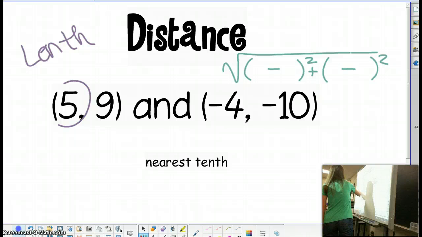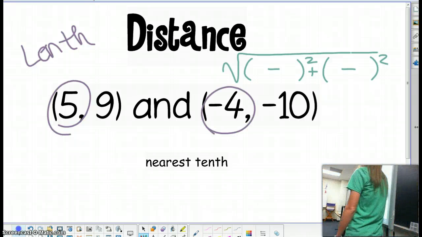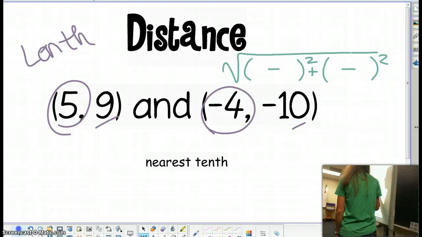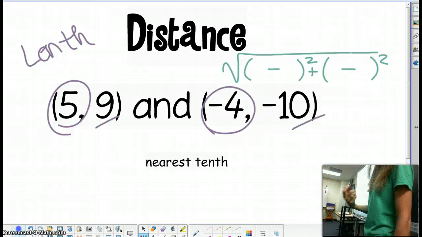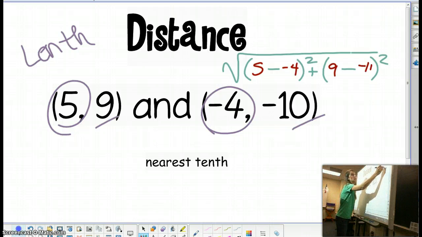So the hints that I give you are, if you're having trouble, you circle your X's, you underline your Y's. I'm putting my back to the camera when I stand there. And remember, we talked about the fishbowl. Don't put an X and a Y together. They might eat each other. So keep your X's together, like 5 and negative 4. And then keep your Y's together, 9 and negative 10.